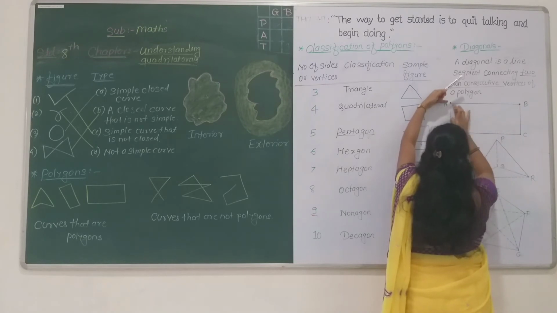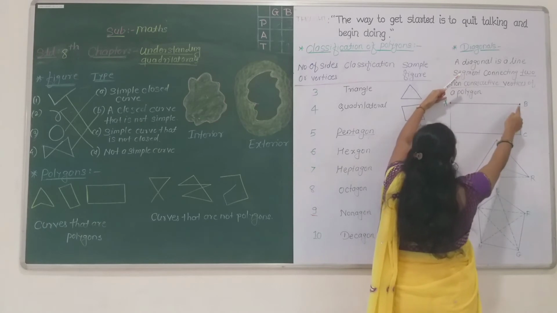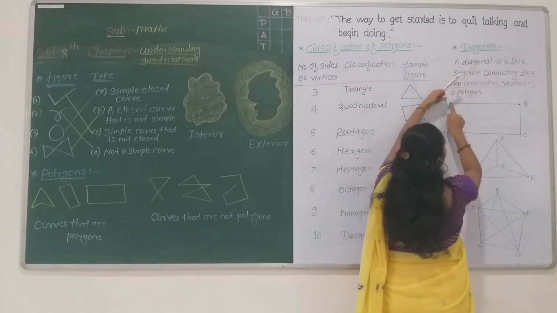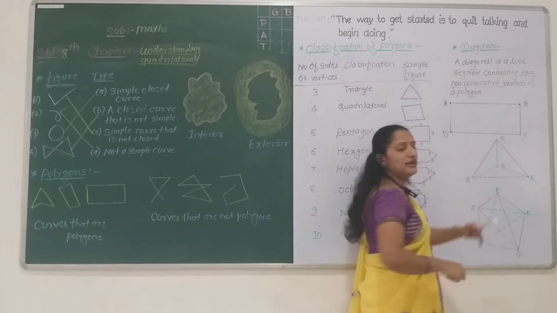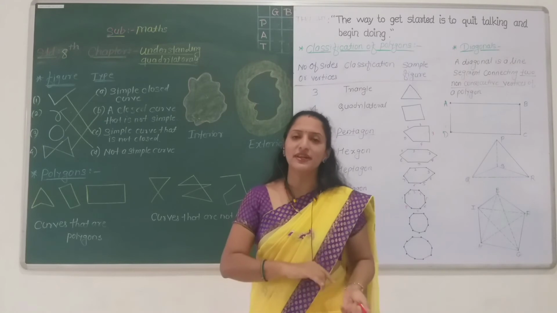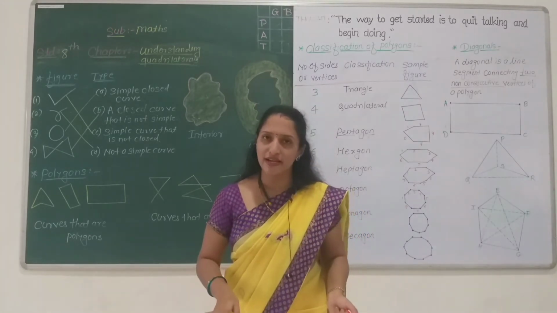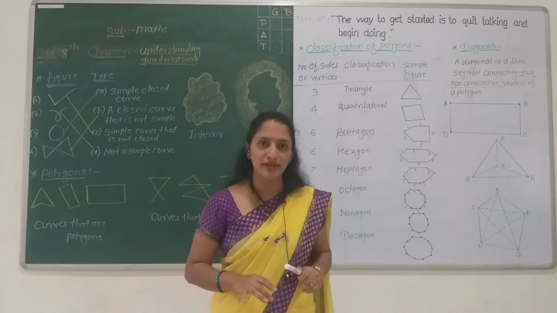Okay. Now look at the figure here. A is connected with B and D, but A is not connected with C. So A and C are called non-consecutive vertices. Between A and C, there is no line segment. So A and C are called non-consecutive vertices.